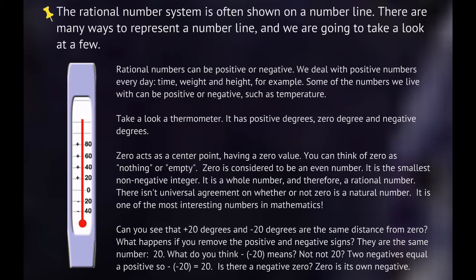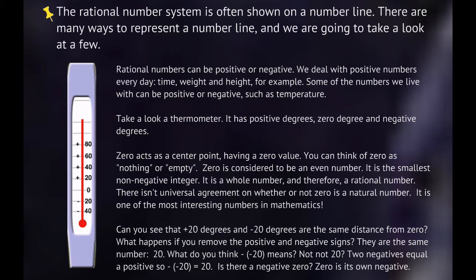0 acts as a center point, having a 0 value. You can think of 0 as nothing or empty. 0 is considered to be an even number. It's the smallest non-negative integer. It is a whole number and therefore a rational number. There isn't universal agreement on whether or not 0 is a natural number. It is one of the most interesting numbers in mathematics.